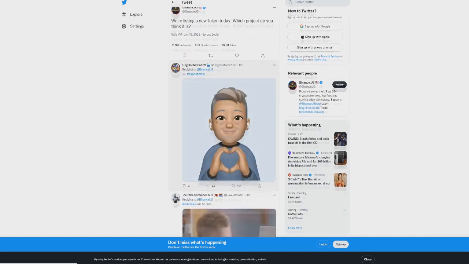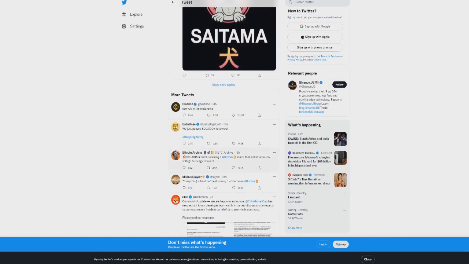We're going to find out which coin it is. But they tweet out saying, see you in the metaverse too. Which one is it, guys? We're going to find out very, very soon, and we'll keep you guys updated.